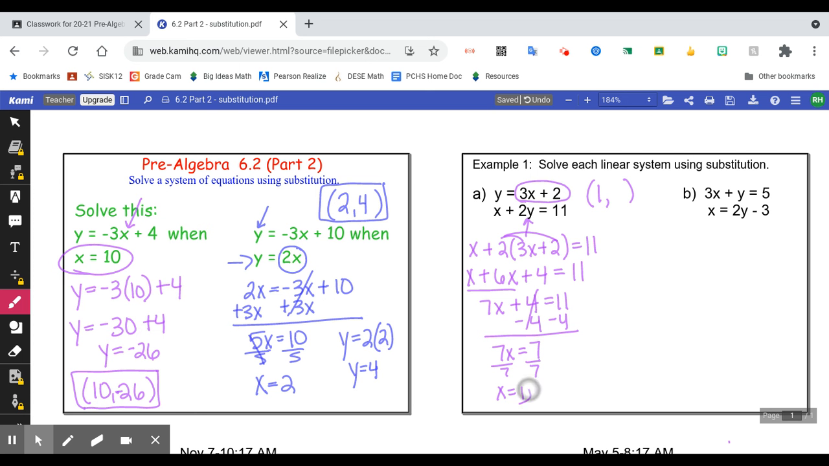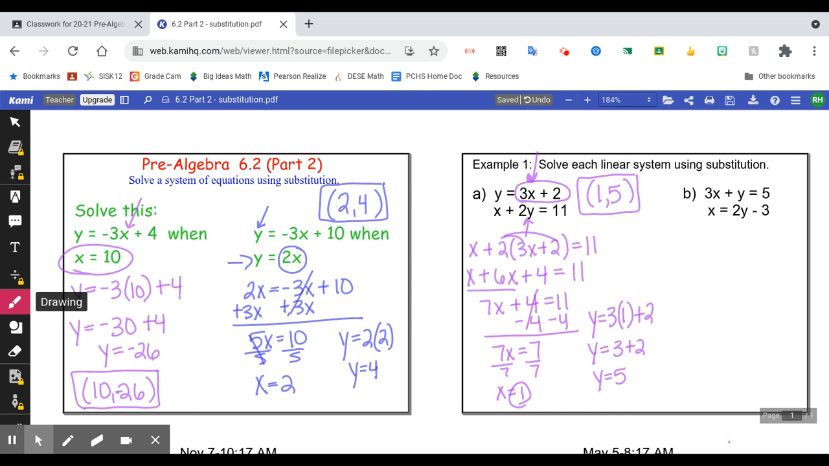Okay, so there's the first part, 1, and then we have to go find our y. So this x is a 1. If I plug it in up here for x, I'm going to be able to get my y. So y equals 3 times x, which is 1, plus 2. So y equals 3 plus 2, which means y equals 5. So 1, 5 is what we have there. Okay. Good job. Next one.